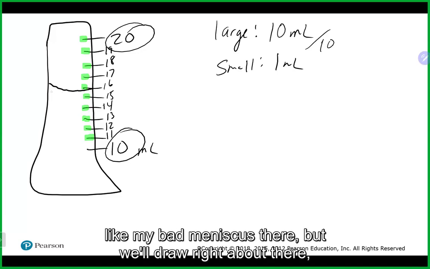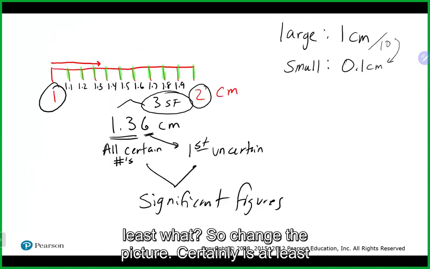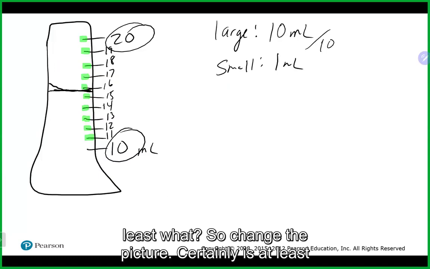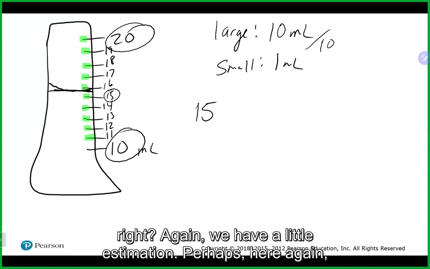I kind of like my bad meniscus there, but we'll draw it right about there. So I'm going to take a reading here. Certainly it is at least what? So I changed the picture. Certainly it is at least what? How much? It is at least 15. That is definitely certain numbers, right?